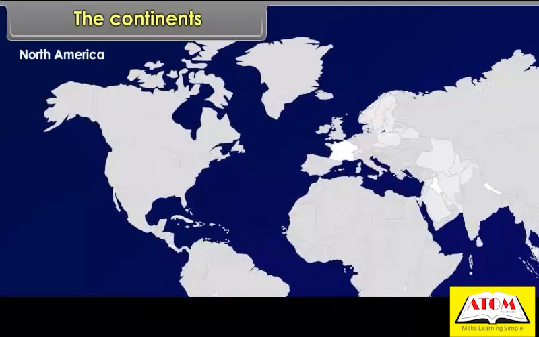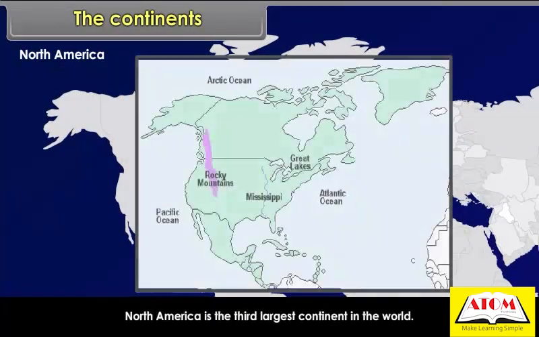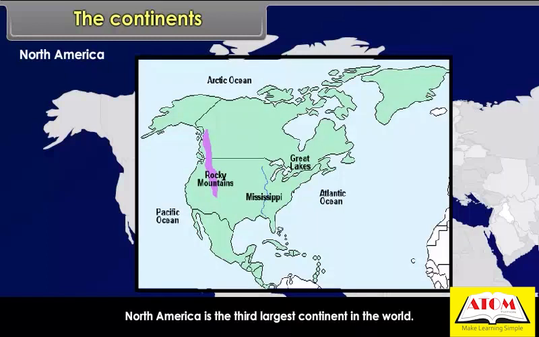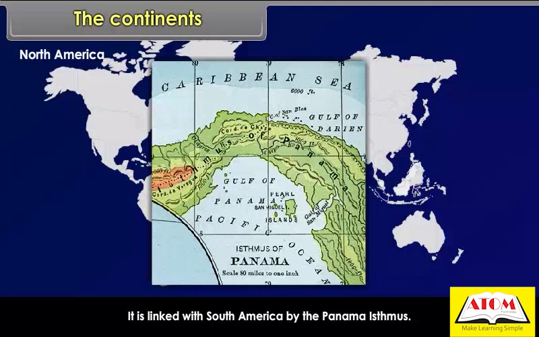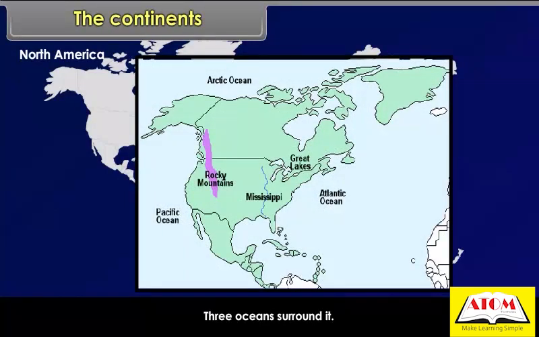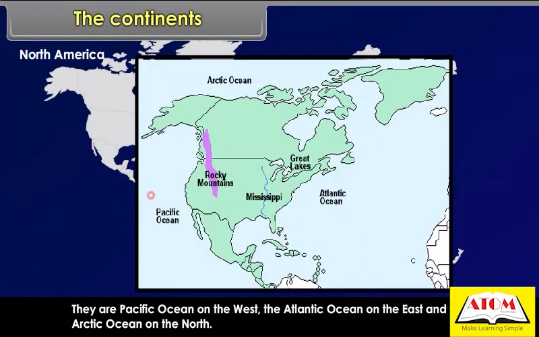North America. North America is the 3rd largest continent in the world. It is linked with South America by the Panama Isthmus. It lies completely in the northern and western hemisphere. 3 oceans surround it. They are Pacific Ocean on the west, the Atlantic Ocean on the east, and the Arctic Ocean on the north.